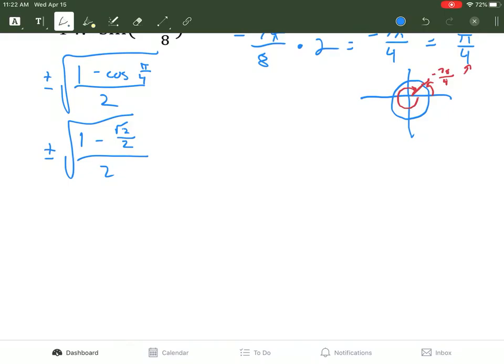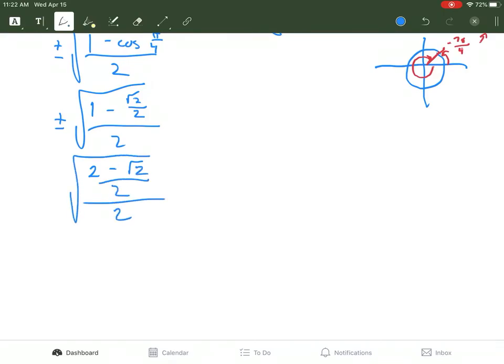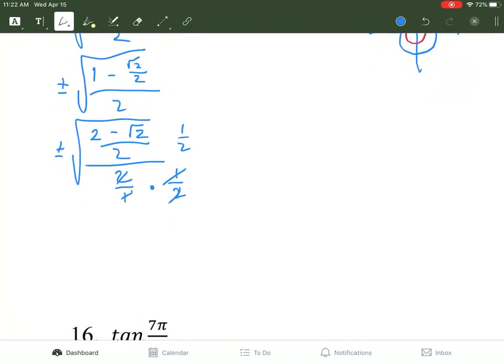We're going to combine those using a common denominator. It will look like this: 2 minus root 2 over 2, and then divided by 2, the big square root, and a plus or minus in front of it. Now we have a complex fraction. This 2 is really just 2 over 1, so we're going to multiply by its reciprocal to the top of our fraction. All this stuff will cancel out. On the top, 2 minus root 2 times 1 would be just 2 minus root 2. And on the bottom, 2 times 2 is 4.